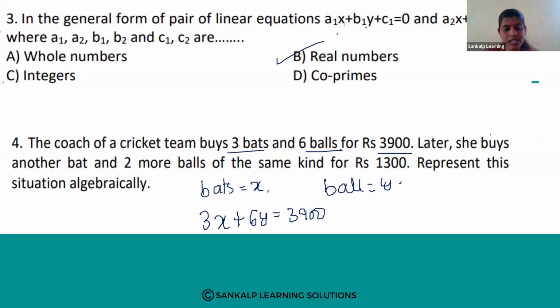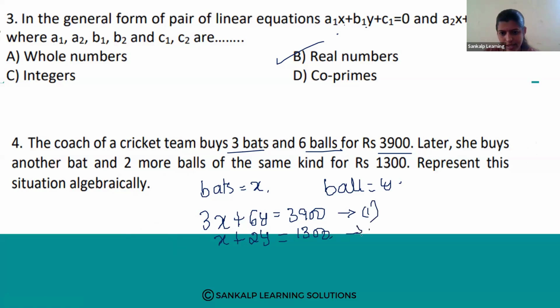Another one, later she buys another bat. How many bats? Only one bat. Another bat means only one bat is there, that is x, plus 2 more balls. 2 more balls means she buys 2 more balls, but the bat is only one. So 2 more balls means 2y is equal to 1,300. Represent this situation algebraically. So you have to represent it like this. This is equation number 1 and this is equation number 2.